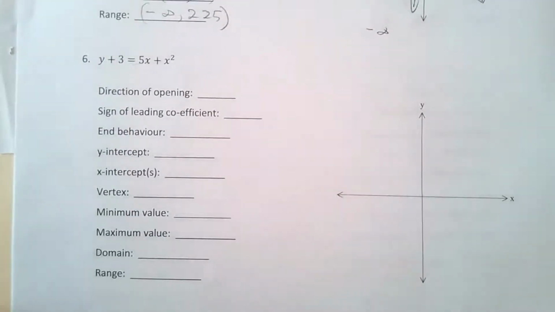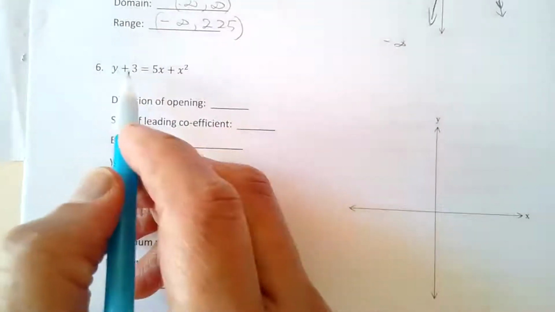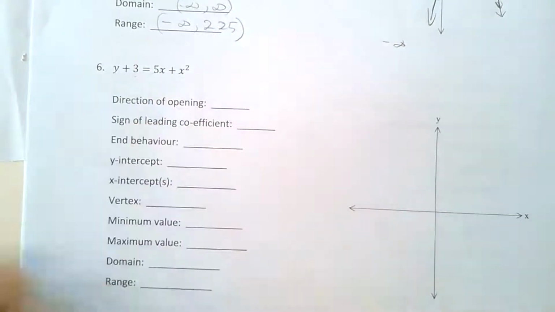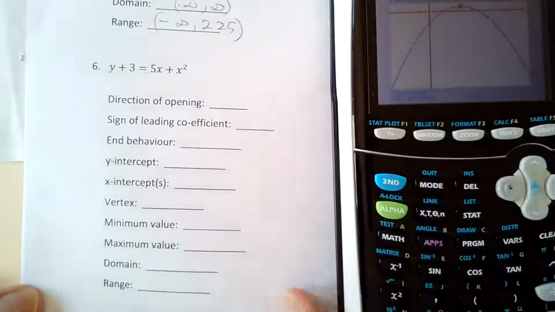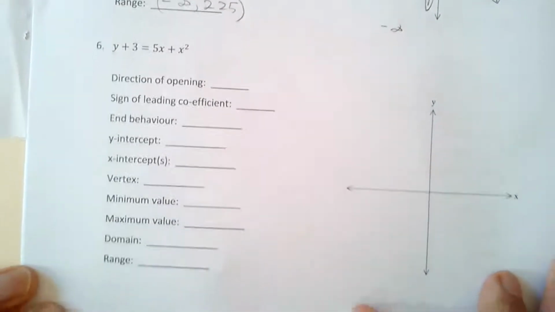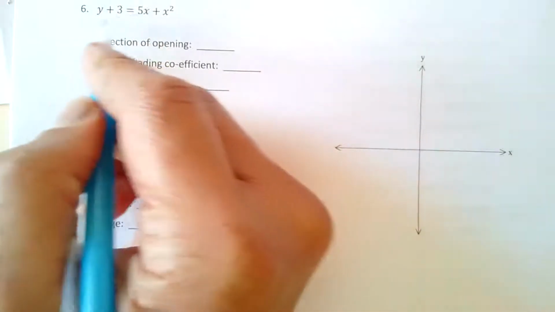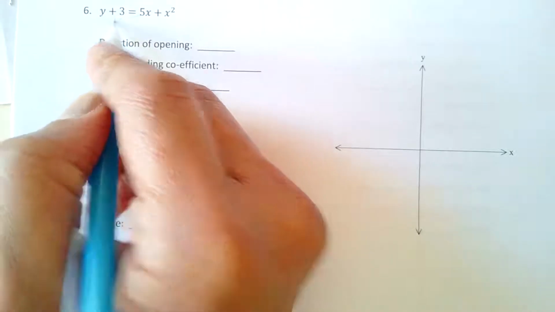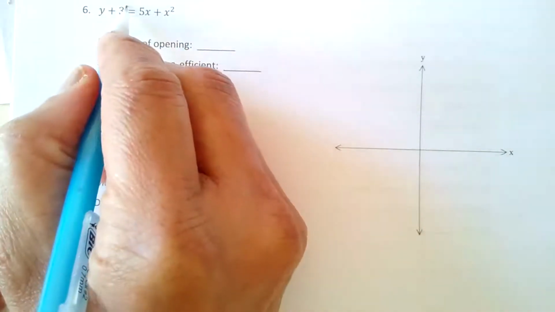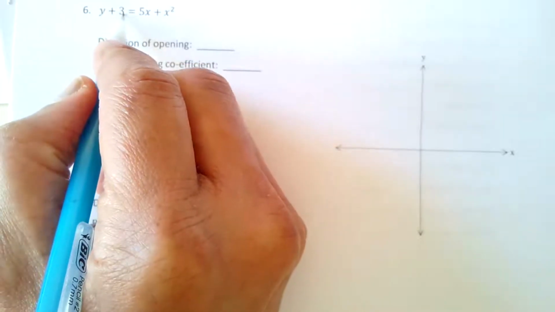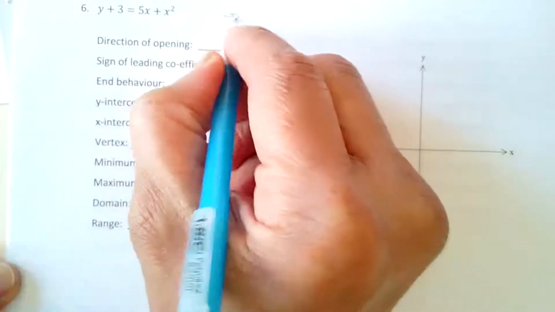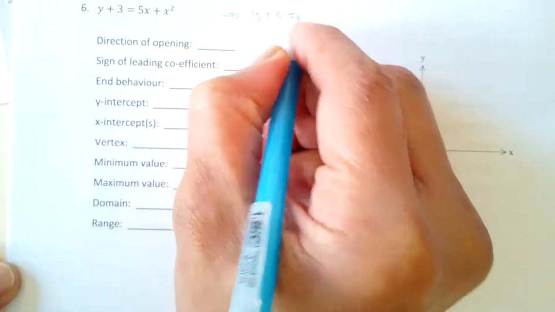Now, if you look at question 6, it doesn't look like what we've done before, but it is, because there's a 3 on this left side. You cannot enter it into your graphing calculator. You can do it in Desmos, but not in the graphing calculator. So you need to change this form to isolate the y, because you have y plus 3 here. To do that, we subtract 3 on the left side, and we do exactly that on the other side.